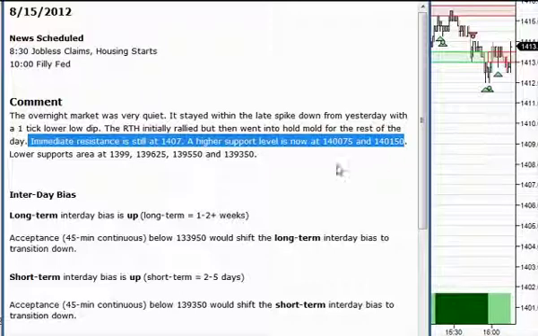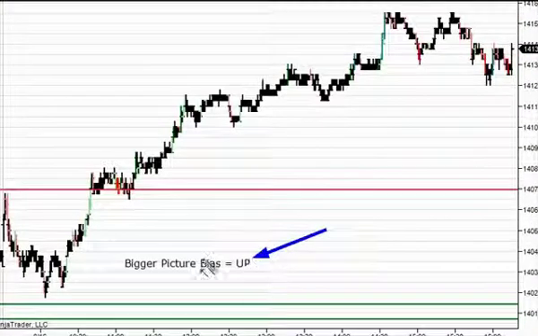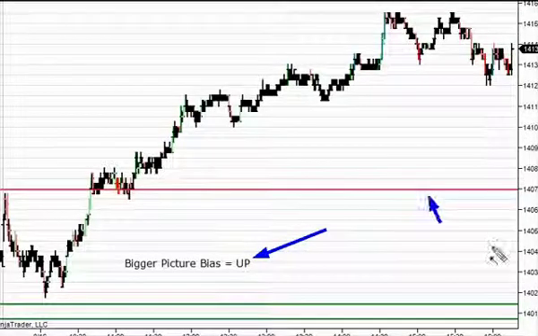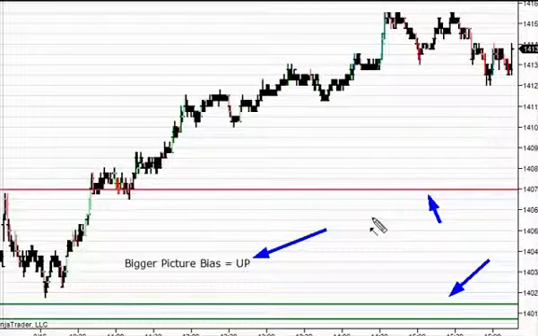Again, heading into the day, we know our bigger picture bias is up. I've put a red line at the 07 area, which was potential resistance, and some green lines around this 01, 0150 area. That's the context heading in. Now I want to zoom in on the first couple of hours of trading and try to help you make sense of that.